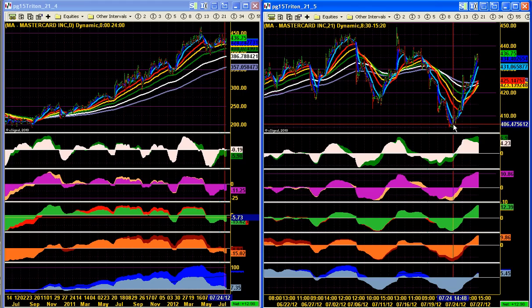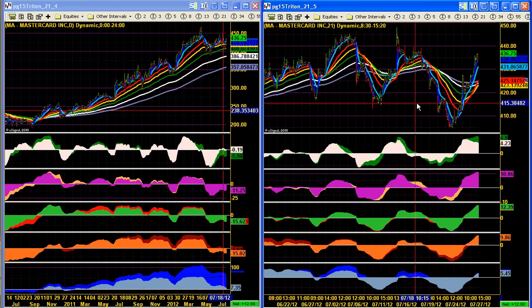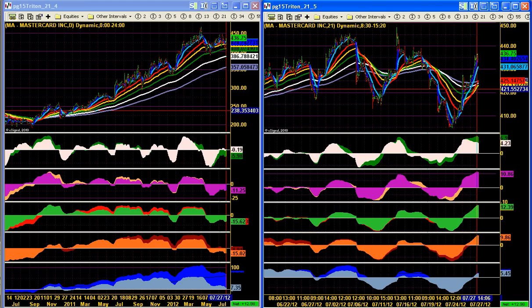So you can use the daily and the Triton waves on the daily chart as a confirmation of which direction that you want to take as an anchor. But these 21-minute charts are very, very playable. As you can see, let's just put a line on this for a second.